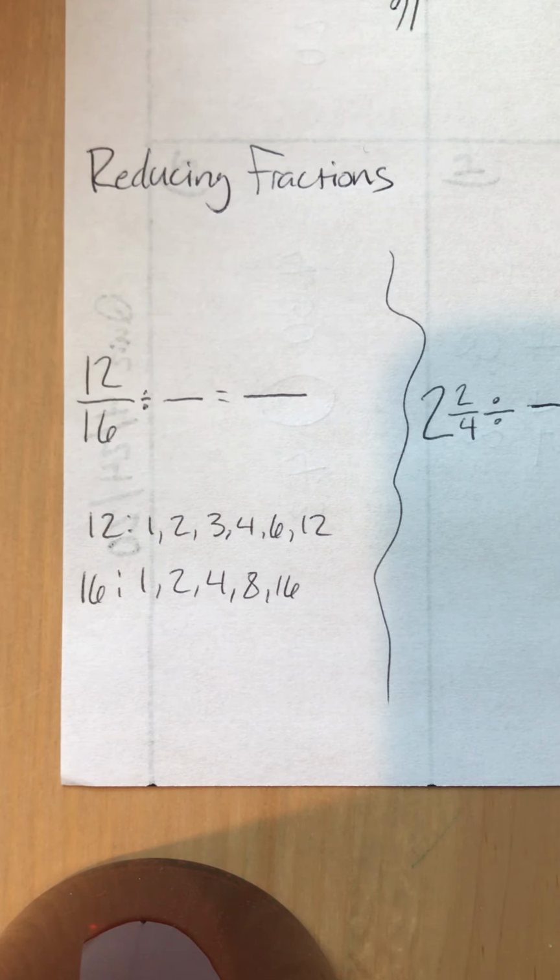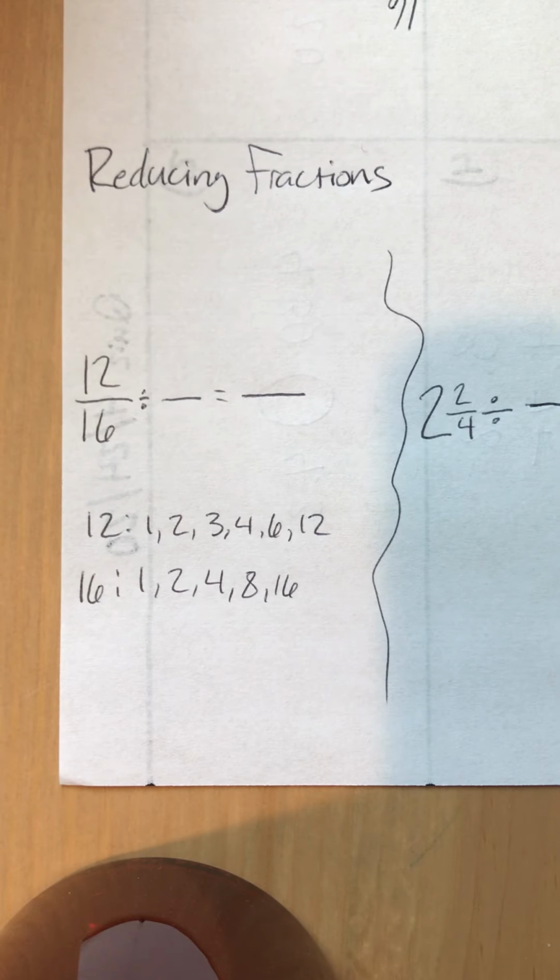Hello, today we're talking about reducing fractions. Reducing fractions is really similar to finding equivalent fractions. When we reduce fractions, we always want to find equivalent fractions by division, so finding equal values but with smaller numbers. And there's a couple different ways that we can do that.